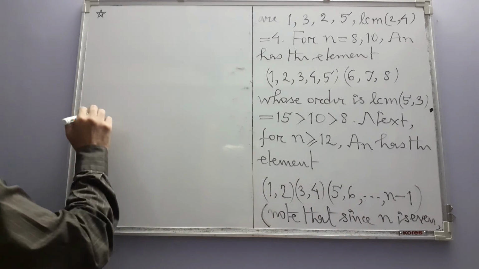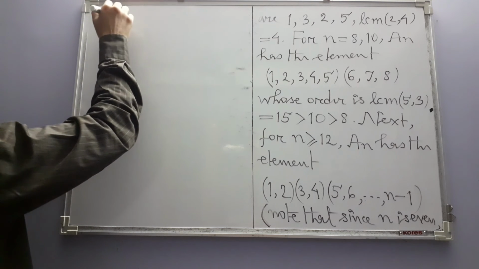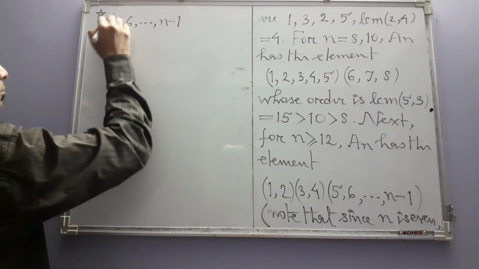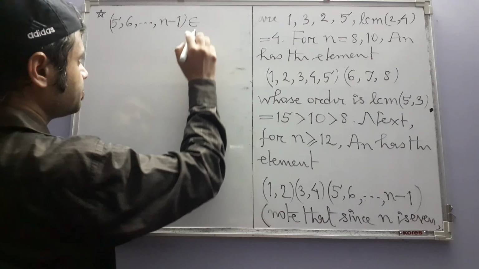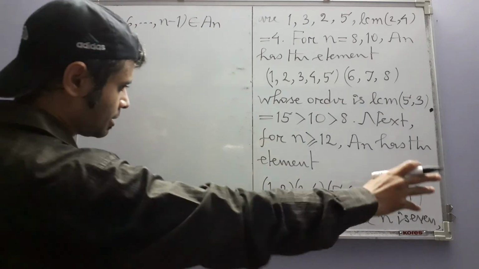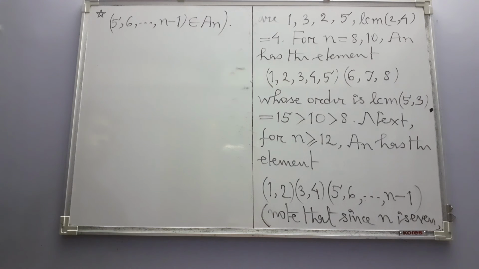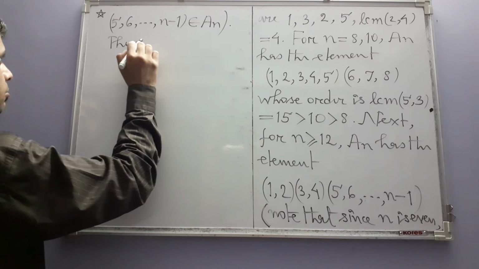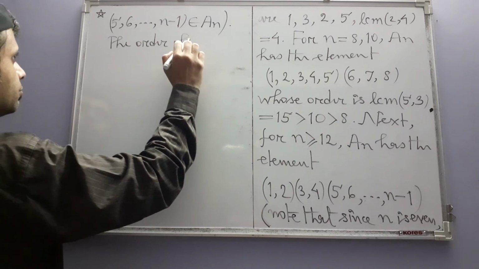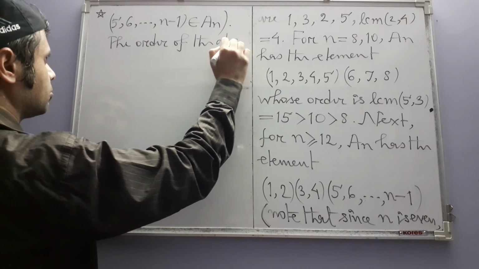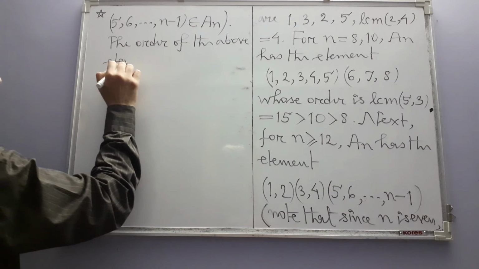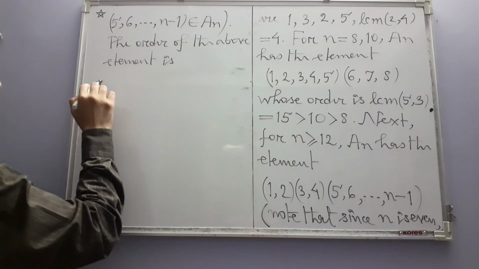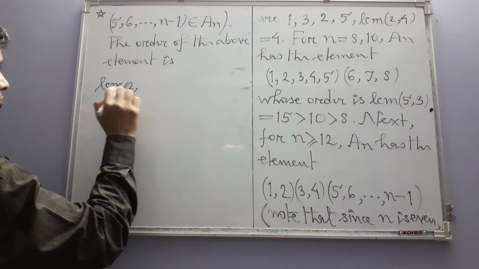Note that since n is even, this cycle belongs to An, and that's why this entire thing also belongs to An. The order of the above element is what? LCM of the cycle lengths.